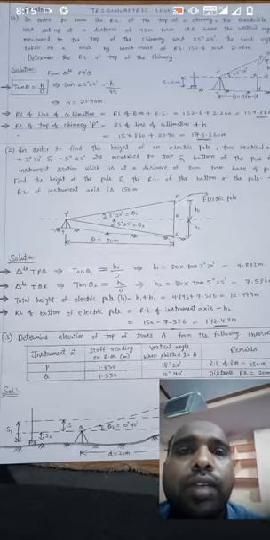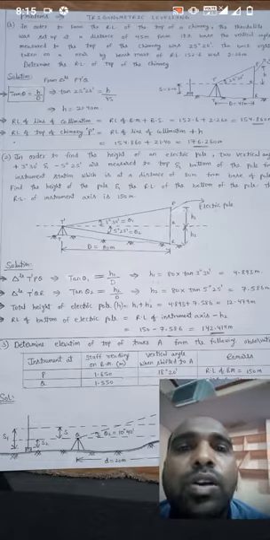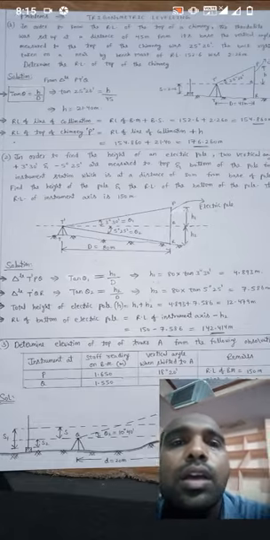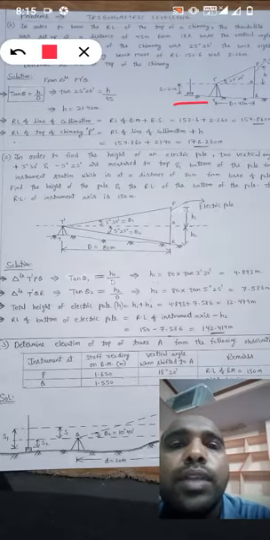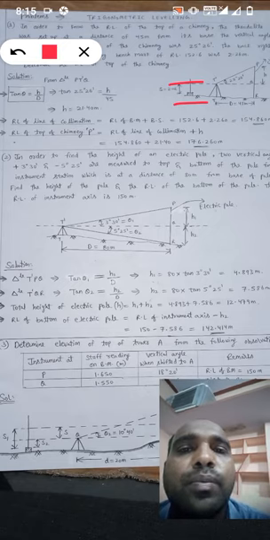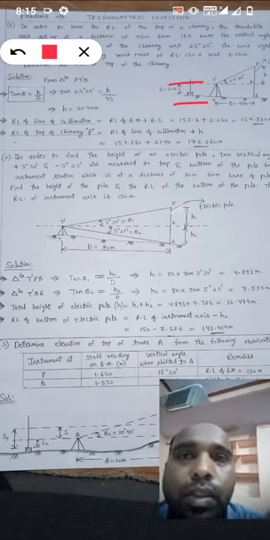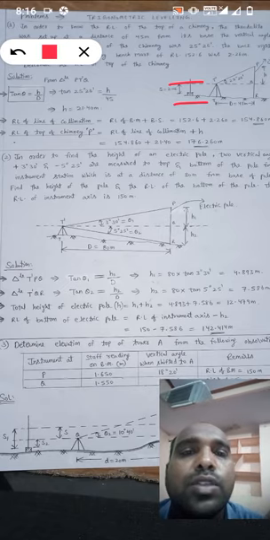RL of line of collimation equal to RL of benchmark plus backsight. Okay, we will get RL of line of collimation. For the top of the chimney, we will measure RL of line of collimation plus H. H will be obtained from tan theta equal to opposite by adjacent. So by solving this we will get 176.260 meters.